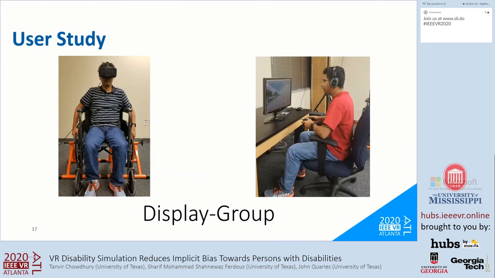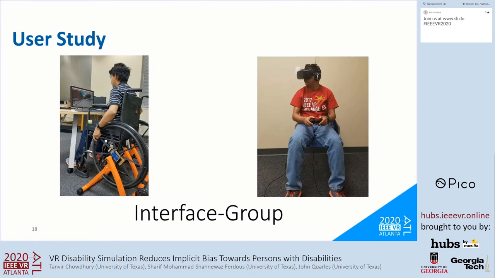Now let's talk about the user study. One of the independent variables in our user study is display type. Two types of display were used: immersive, Oculus HMD, and non-immersive, desktop monitor. The second independent variable was navigation interface. Two types of navigational interface were used: a wheelchair and the gamepad.